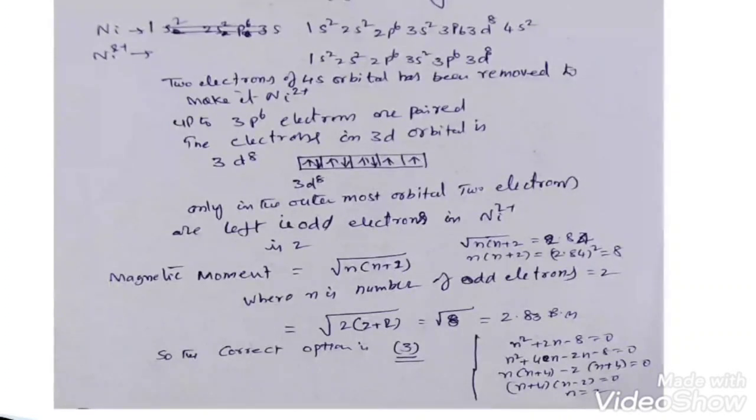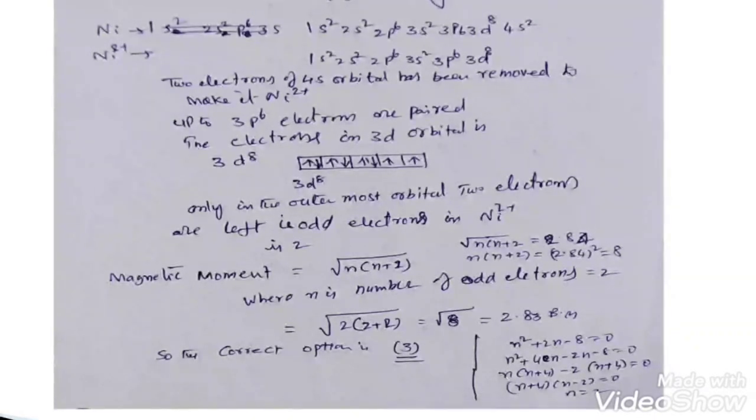You might know this very well, or otherwise, just see that Hund's rule and Pauli's exclusion principle, taking all things into account, distribute the electrons into the d orbital. Only 2 odd electrons are left over.